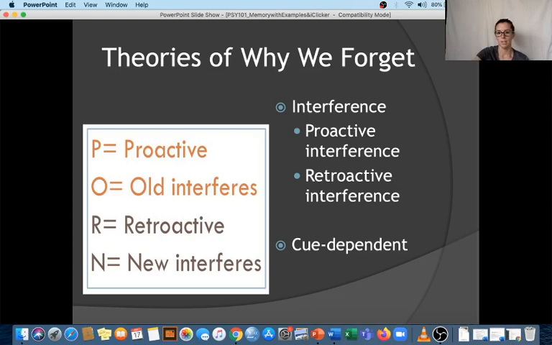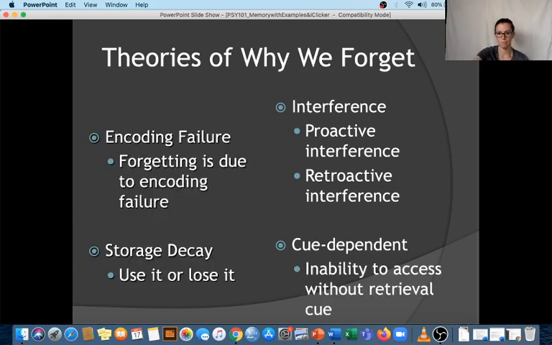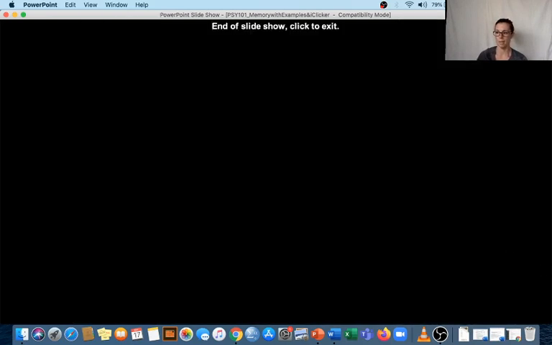And then the last theory is cue dependent, which says we have an inability to access information without the proper retrieval cues. If a piece of information doesn't have a lot of retrieval cues, it will be difficult to remember it. So again, when I said elaborative rehearsal earlier, you want to connect pieces of information to as many retrieval cues as possible so that you don't end up with the inability to remember it. And that's the end.